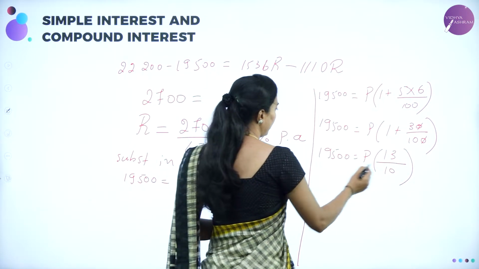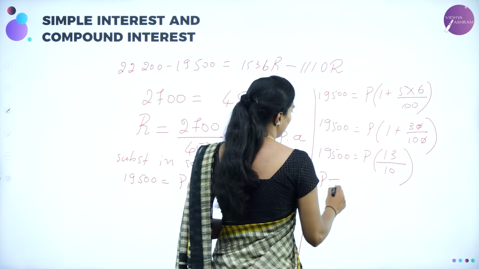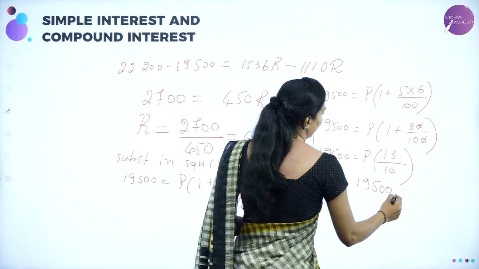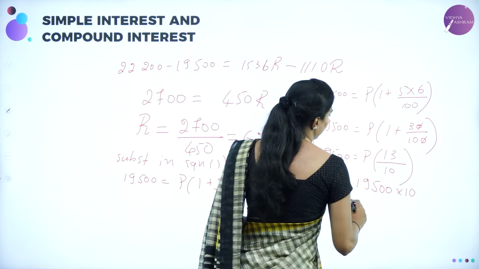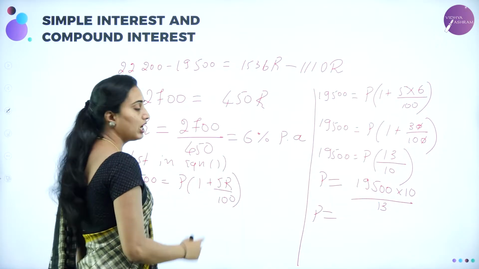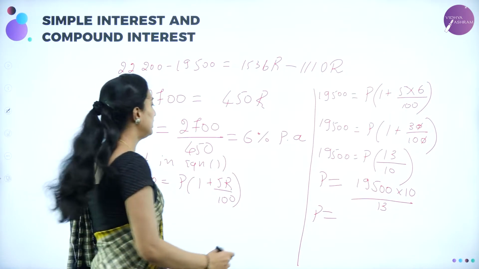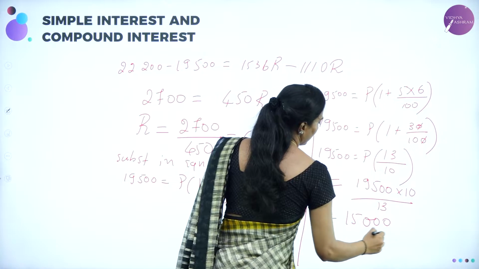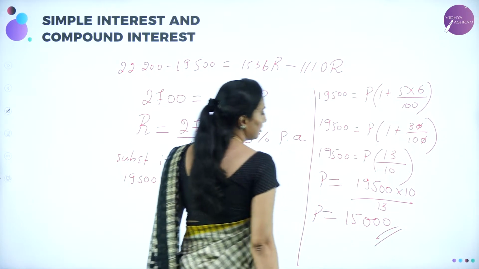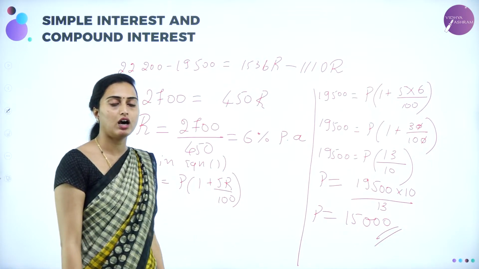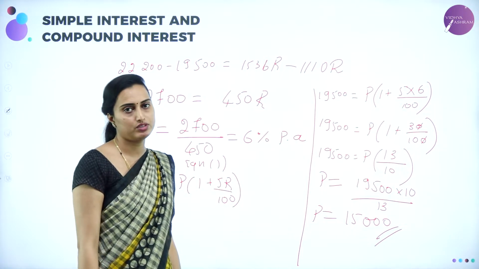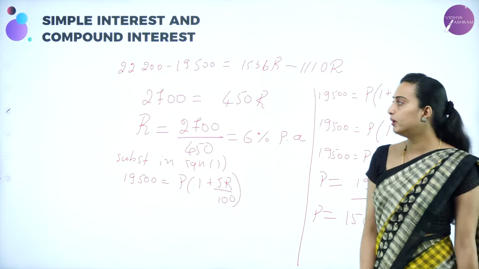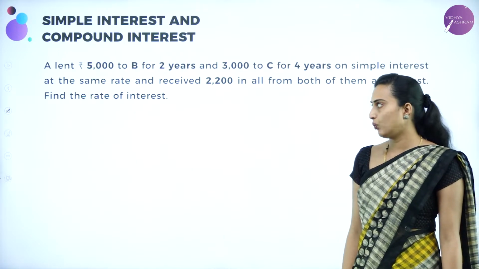You are going to have P is equal to 19,500 into 10 divided by 13. So the answer you are going to get for this one is P is 15,000. Okay, that is your answer. So P is 15,000 or R is equal to 6% per annum. Understood? So I think you understood this problem. We'll move on to the next question.